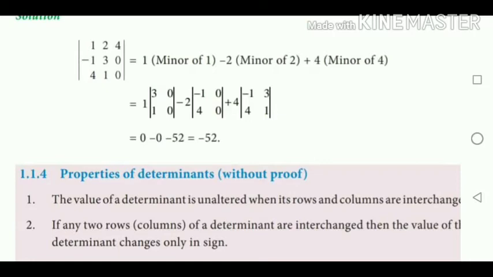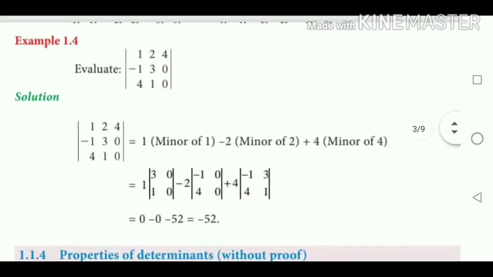Then plus 4 into the minor of the first row, third column. 4 lies in the first row, third column, therefore the first row and third column are deleted. The first row 1 2 4 is deleted, then the third column 4, 0, 0 is also deleted. You get minus 1, 3, 4, 1. Afterwards, you cross multiply and multiply by the element. You get the answer minus 52. This is the way you find the answer for evaluate.